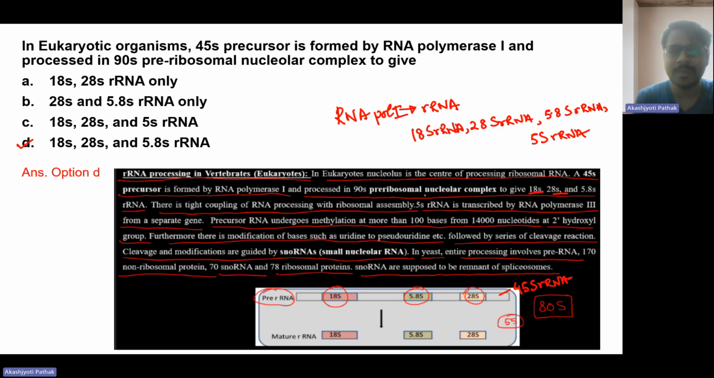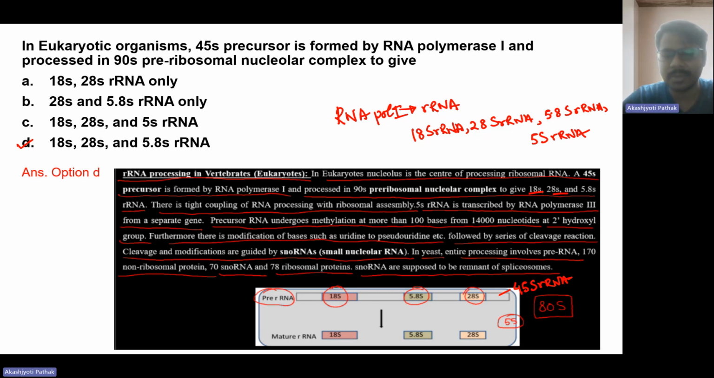It is the only rRNA which is not synthesized by RNA polymerase 1 but by RNA polymerase 3. The precursor RNA undergoes methylation at more than 100 bases from 1400 nucleotides at the 2' hydroxyl group. There are several modified bases in the precursor RNA, such as uridine and pseudouridine, followed by a series of cleavage reactions and modifications. We get a structure called snoRNAs, or small nucleolar RNAs.